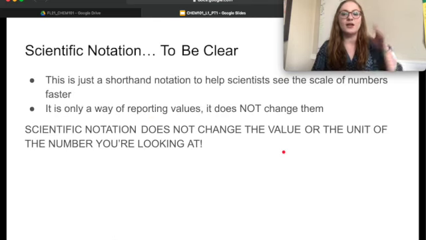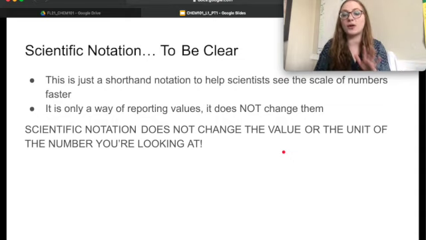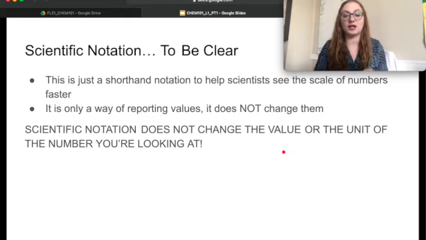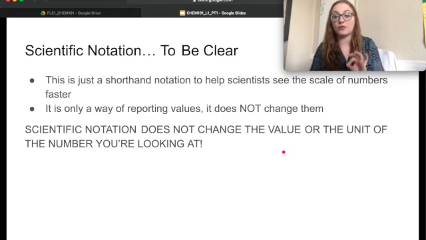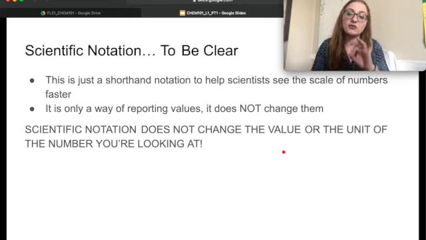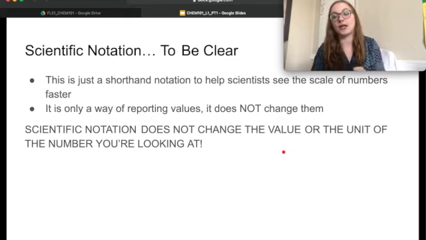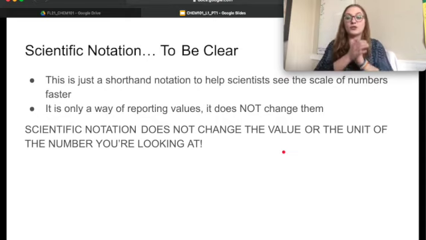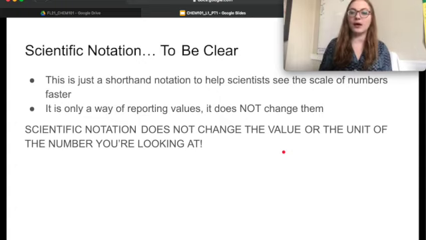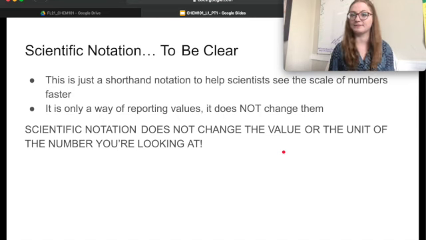So, to be absolutely clear, scientific notation is just shorthand notation. It is only a way of representing or reporting a number. It does not change the number in any way, shape, or form. Scientific notation does not change the value of the number, so it is still the same number it started as, and it does not change the unit of the number you're looking at. Nothing about the number is ever being changed. We're just writing it in a different way, right? It's just like changing the branding or something like that.